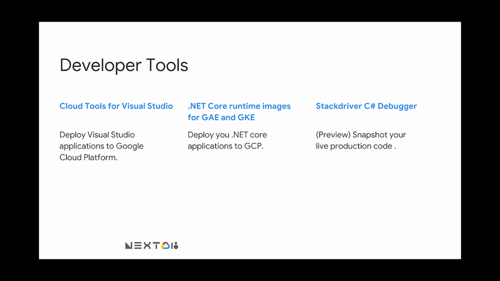Cool. So last but not the least, if you're a .NET developer on the platform, you have a lot of support. So you have Cloud Tools for Visual Studio. You also have support for .NET Core, both on GKE, which is our Google Kubernetes Engine, as well as GAE, which is Google App Engine. We have also added some really cool features in Stackdriver, which allow you to debug your .NET production code live. And Simon's going to talk a little bit and show a little bit about that in the next demo.